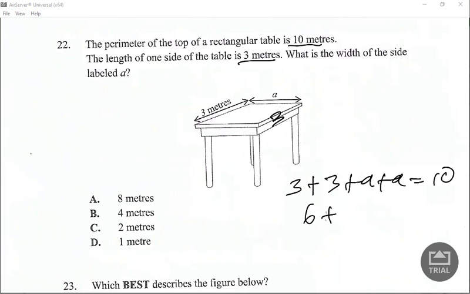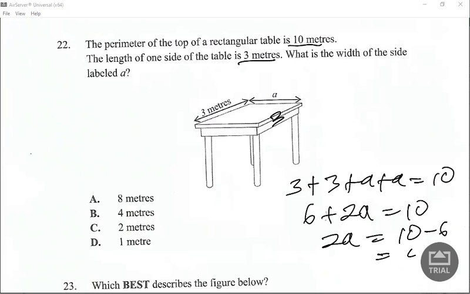So we can call this 2A. I didn't want to do it so complex, you know. So it will be 10 minus 6, which is equal to 4. The two sides add up to 4, so we want the value of one side. So we divide by 2. So this side is 2. Check it: 3 plus 2 is 5, plus another 5, that's 10. So it's 2 meters for one side.